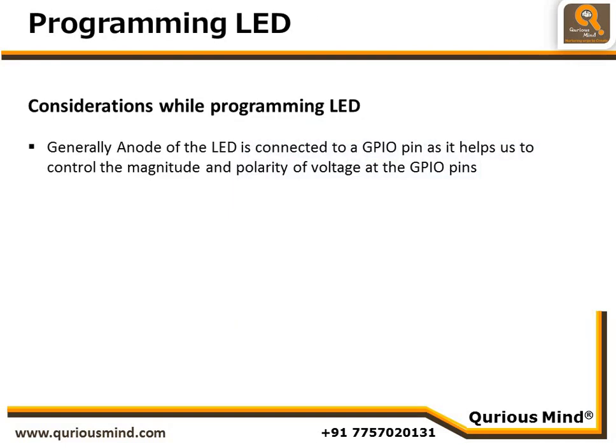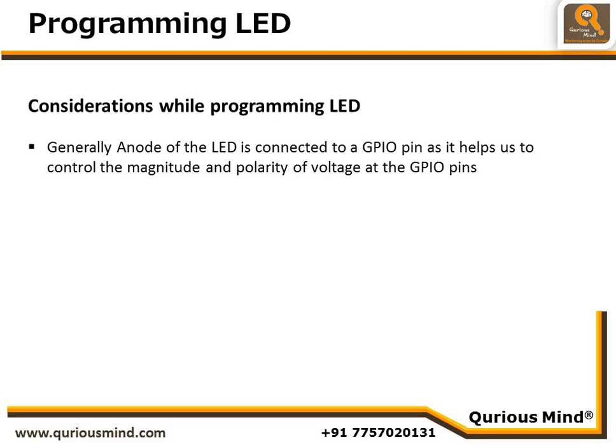So generally the anode is connected to a GPIO pin, a general purpose input output pin on the Arduino, because we can control the supply given to the GPIO pin. We can make it high, we can make it low, and through that we can control the switching on and off of the LED. And hence the anode is generally connected to the GPIO pin, while the cathode is connected to the ground pin of Arduino.